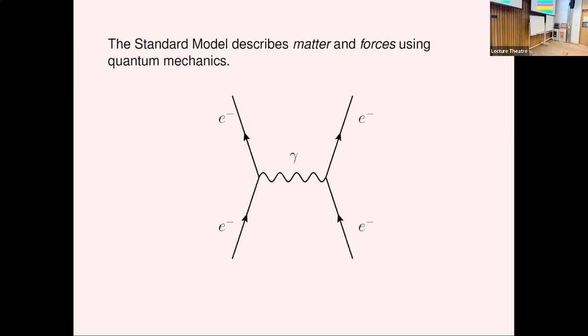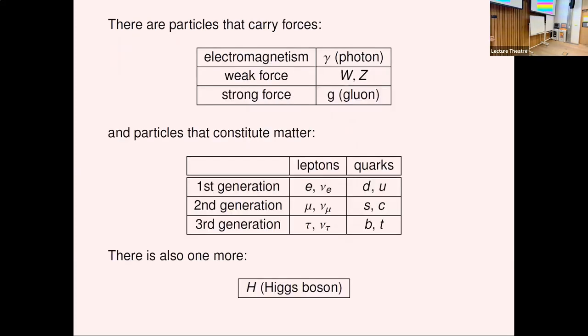But interestingly, both matter and forces are described by different kinds of particles. So here are all the particles in the Standard Model. So there are particles that carry forces. So there's the electromagnetic force, the weak force, and the strong force, and each of them has one or more particles that carry it, some with very cute names. And then there are particles that constitute matter. Matter, strangely, comes in three generations.